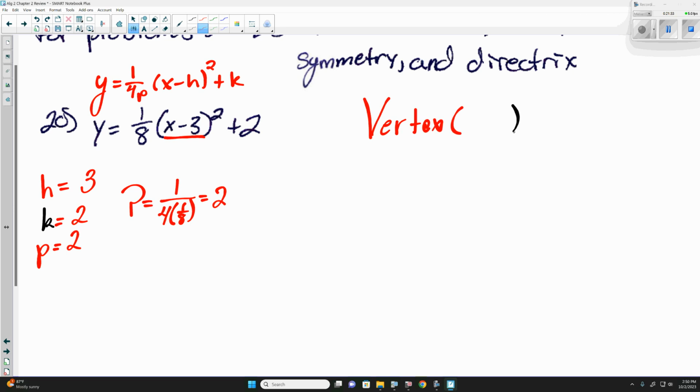Vertex in the general form is the point h comma k. So what's the h value for this here? 3, comma 2. So the vertex is the point 3, comma 2.